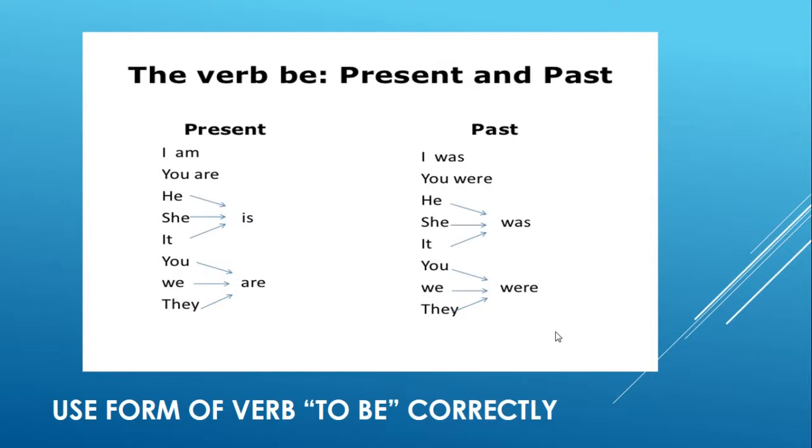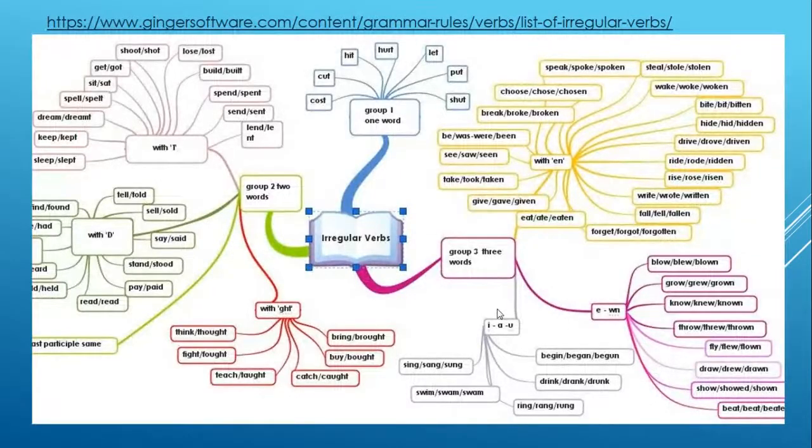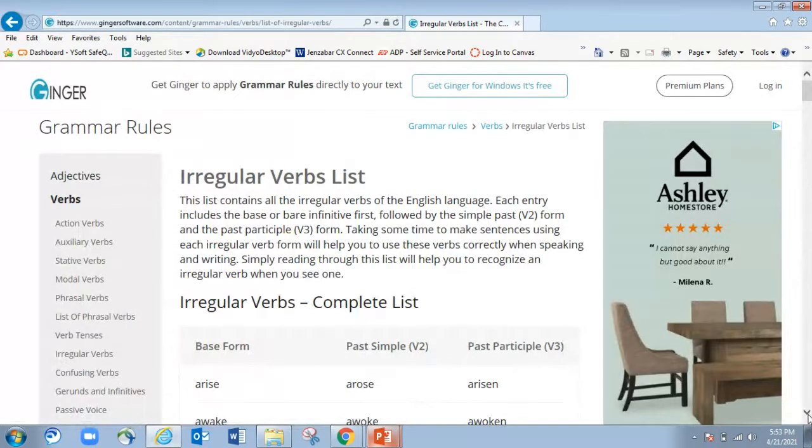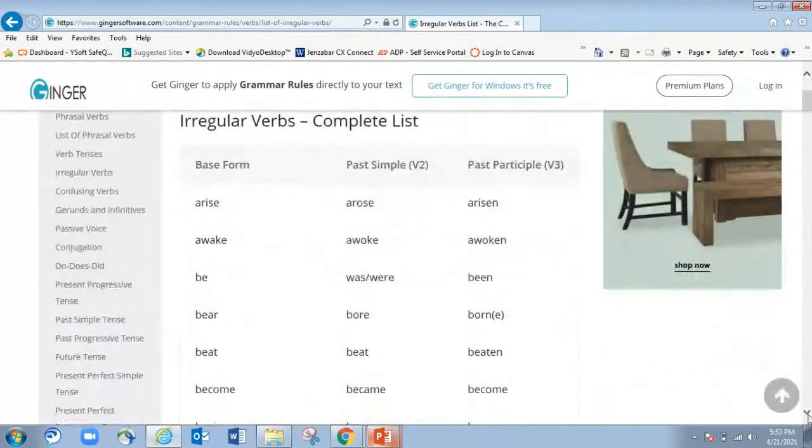And I can say, if I'm referring to my class, you have a lot of homework tonight, okay? Now, here is a link that will bring you to the irregular verbs. And here we have a list of irregular verbs, okay?